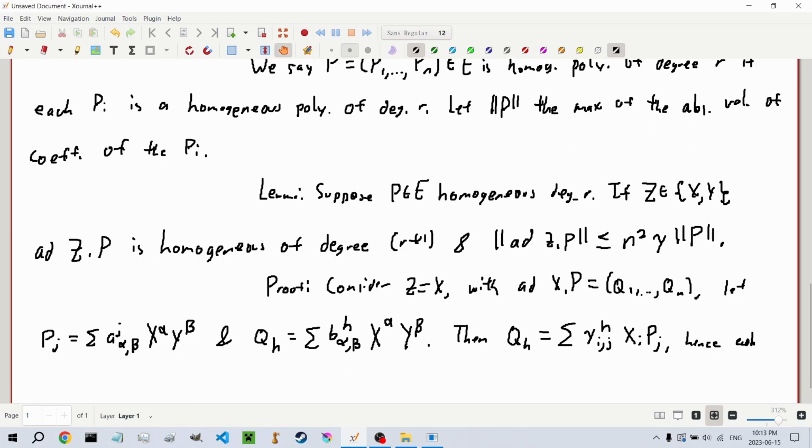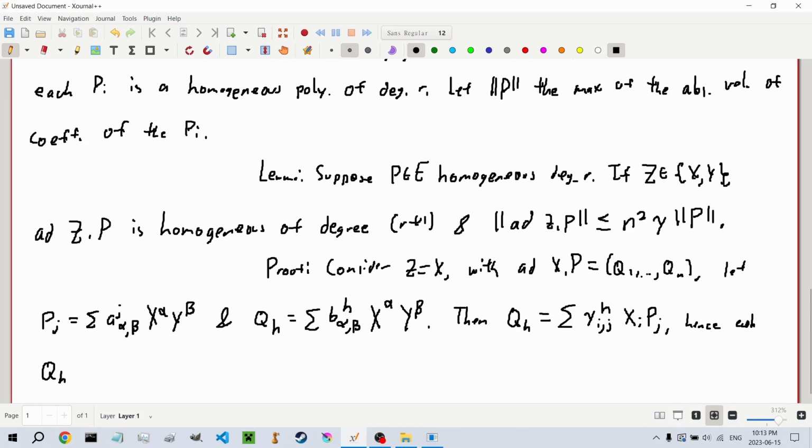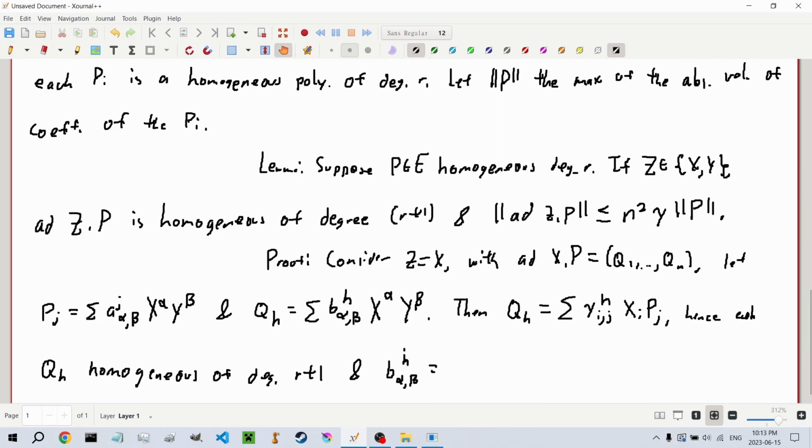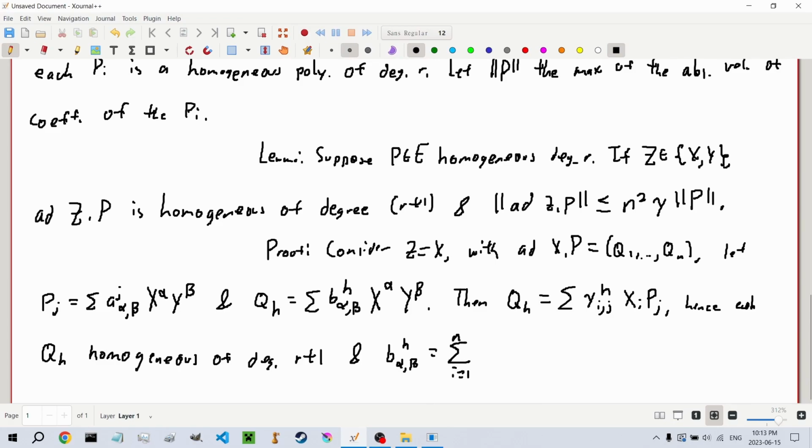Hence each q_h is homogeneous of degree r plus 1, and b_alpha,beta^h is the sum over i and over j, both from 1 to n, of gamma_ij^h times a_j indexed by alpha minus delta_i and beta.